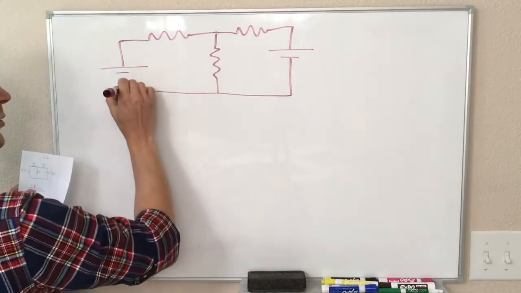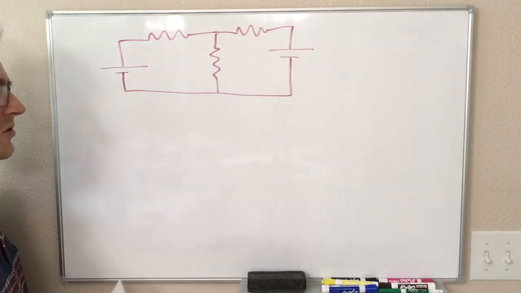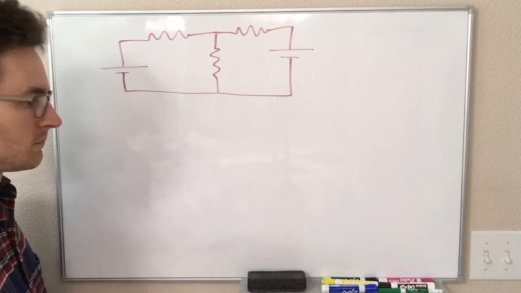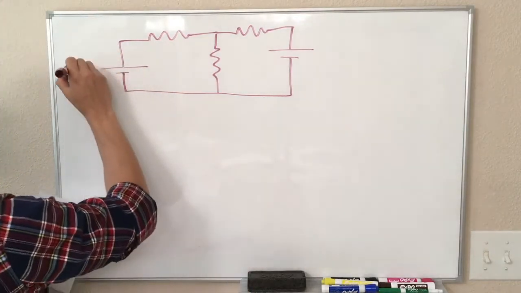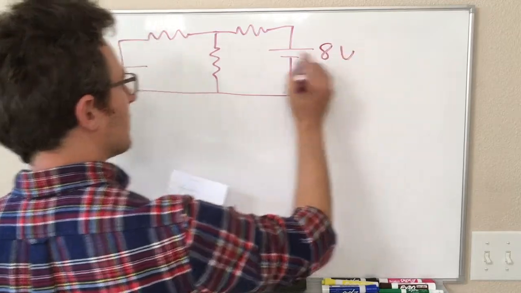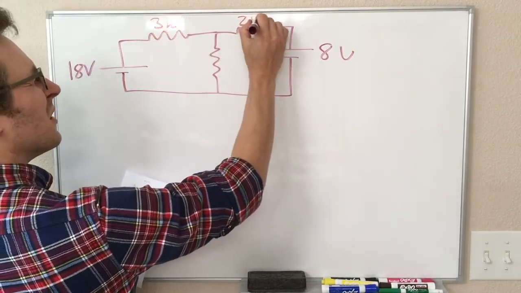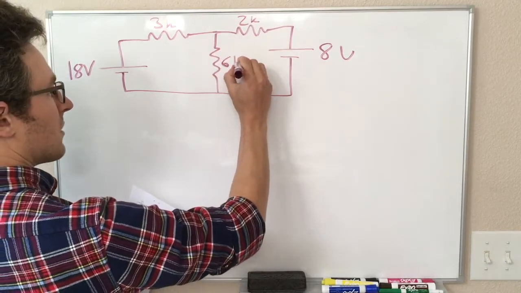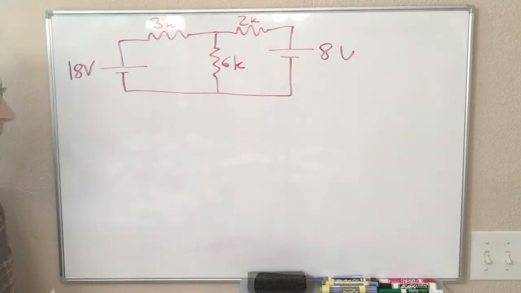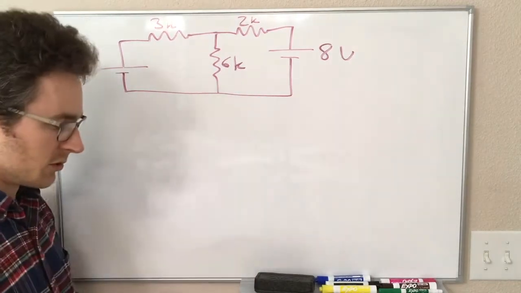I chose to do it with two voltage sources. I thought about having one of them be a current source instead of a voltage source, but I picked this. So this voltage source is 18 volts, this one is 8 volts, and we have three resistors, a 3 kilo ohm, a 2 kilo ohm, and a 6 kilo ohm. I'm going to keep this color-coded so we can tell our two individual solutions apart.